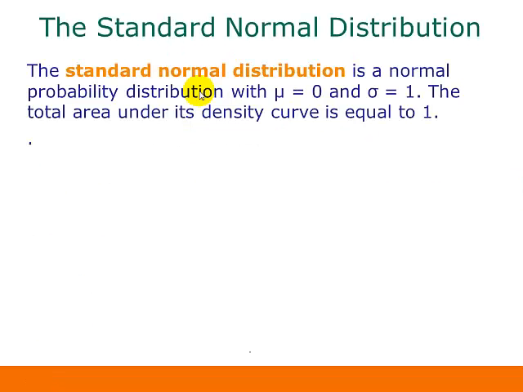The standard normal distribution is a normal probability distribution with the mean mu equal to 0 and the standard deviation sigma equal to 1. The total area under its density curve is equal to 1. And again, that's true for any continuous probability distribution.